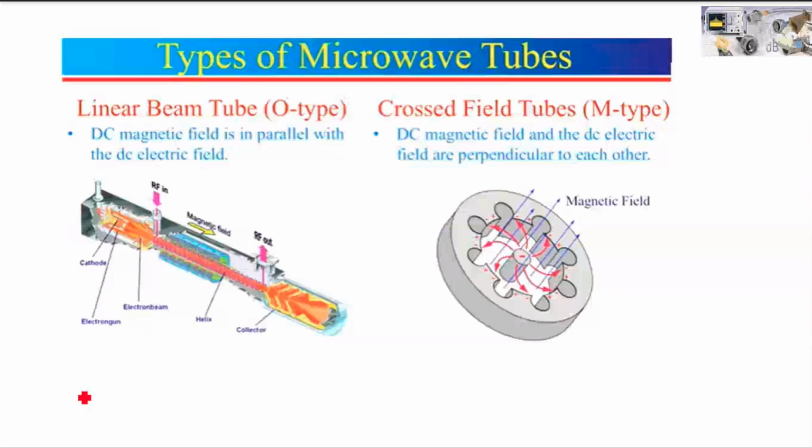Then we will study magnetron. So these 3 are very important, and out of these 3, any one will be asked in your exam as a large descriptive answer, like explain reflex klystron, explain 2 cavity klystron, explain TWT, traveling wave tube, or explain magnetron.